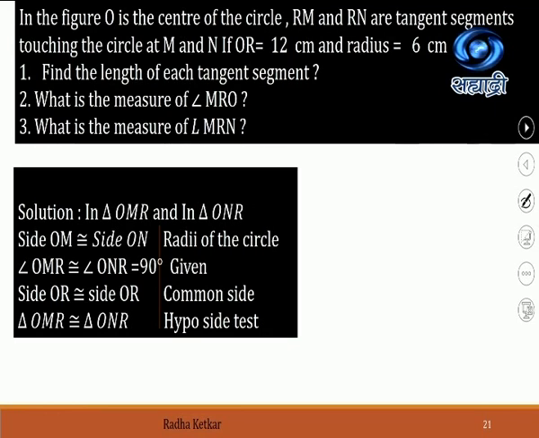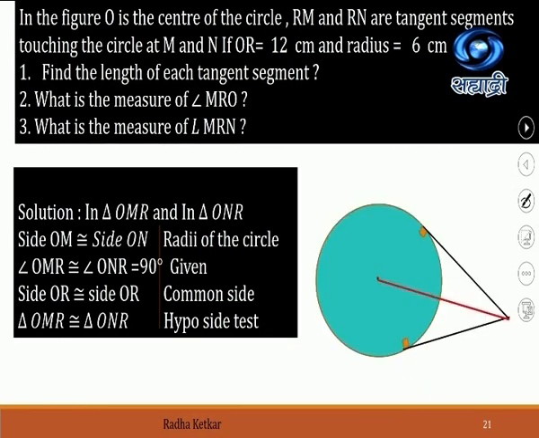So let us solve one example. In the figure, you can observe it. O is the center of the circle. RM and RN are tangent segments. You can observe OR is given as 12. Radius is given as 6. And we have to find a few things from the given information. So let us see, find the length of each tangent segment.